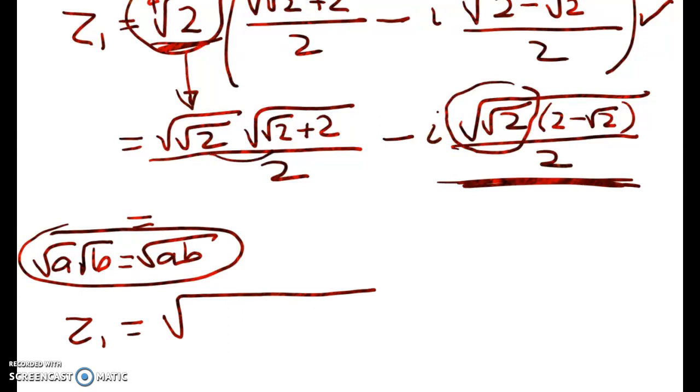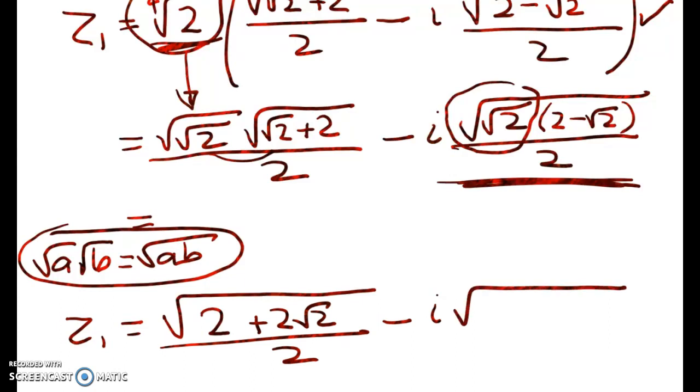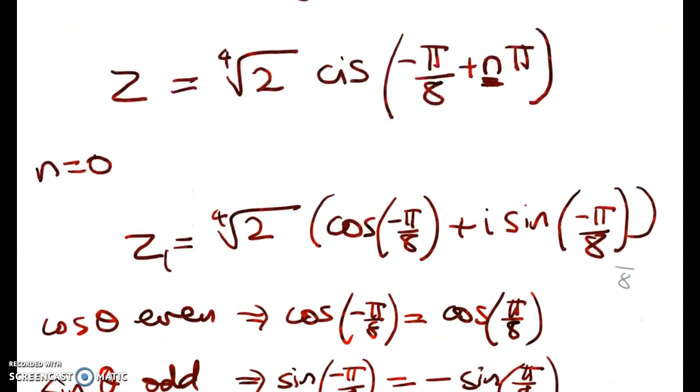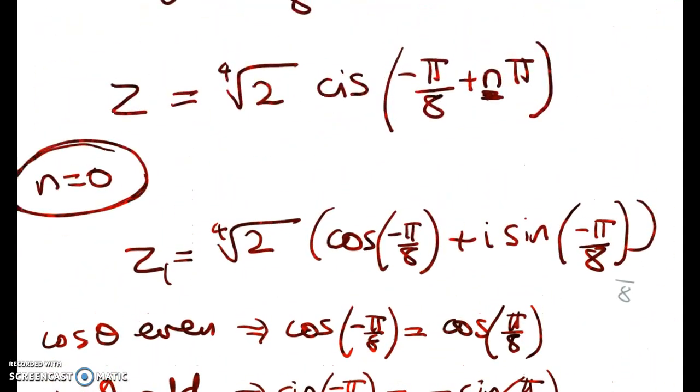These two together gives me root of 2 plus 2 root 2 over 2, minus i times root of 2 root 2 minus 2 on 2. Now, that's my first z value. Let's just go back and see what my second one's going to be. So that was where I substituted n equals 0. What happens when I substitute n equals 1?